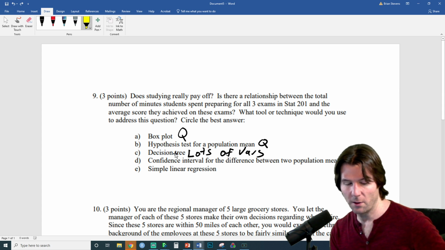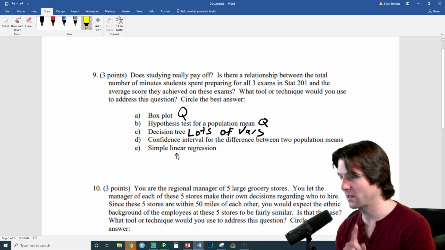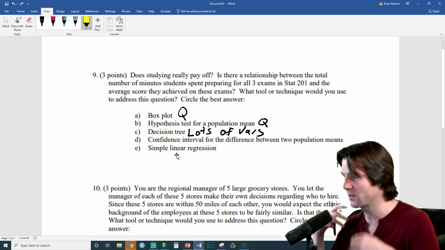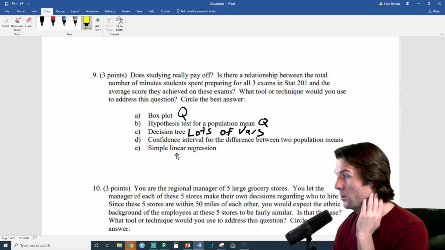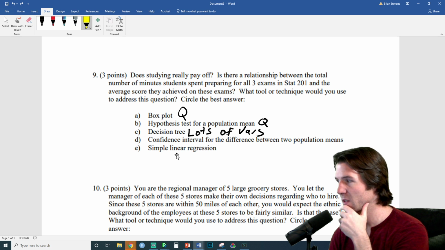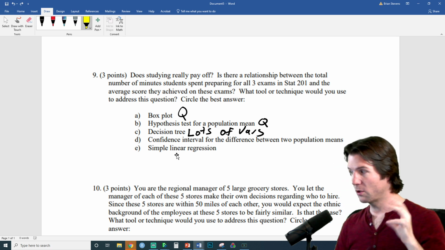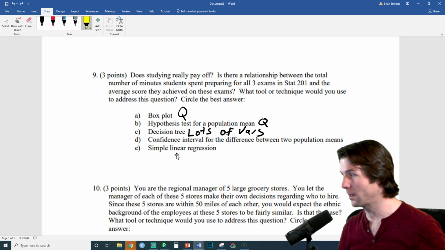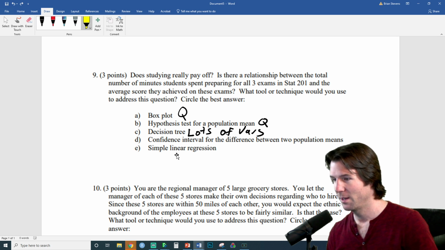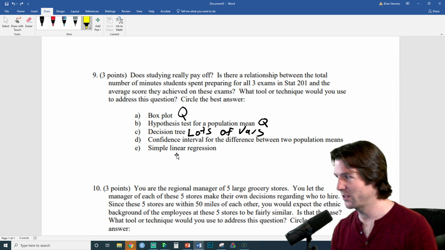Confidence interval for the difference between two population means. Now, this is what you were thinking of with the two box plots. This one has what two types of variables? What two types of variables would this have? So we have two populations, and we're going to look at the means between them. You guys are close. I don't see the answer yet in the chat.